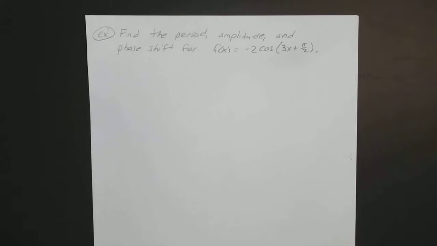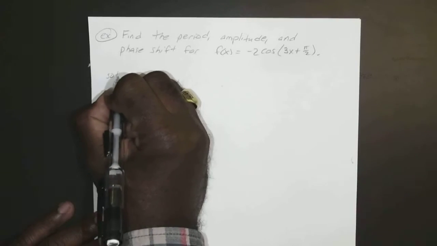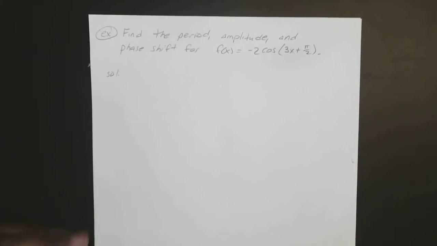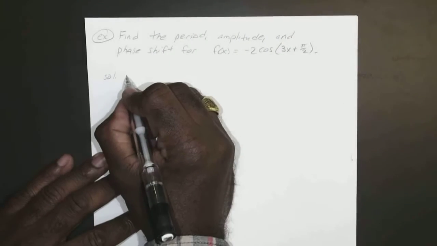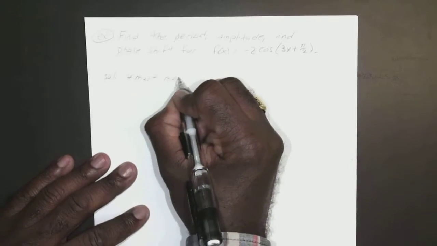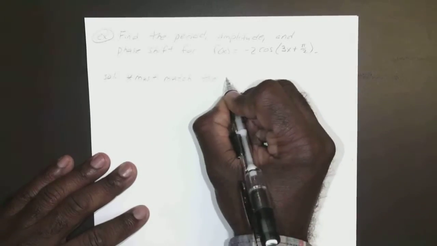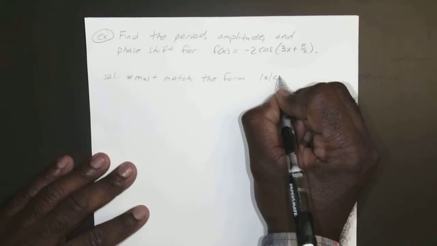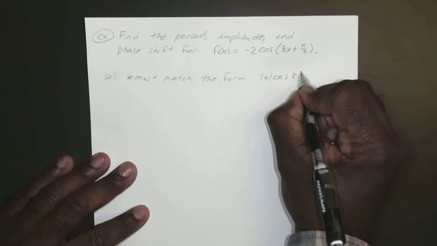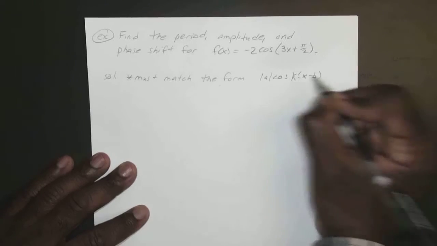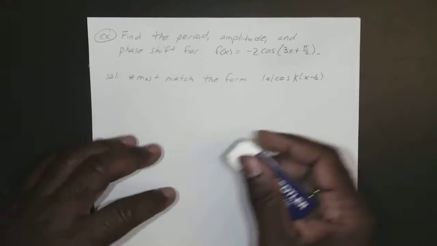Now this one is a little odd looking because, as you probably noticed, it doesn't look anything like our formula. And before we can do anything to it, before we can find out the period, the amplitude, and the phase shift, it has to match our formula. So, must match the form absolute value of A cosine of K times X minus B. Okay, so that's the only way we can find all of that stuff.